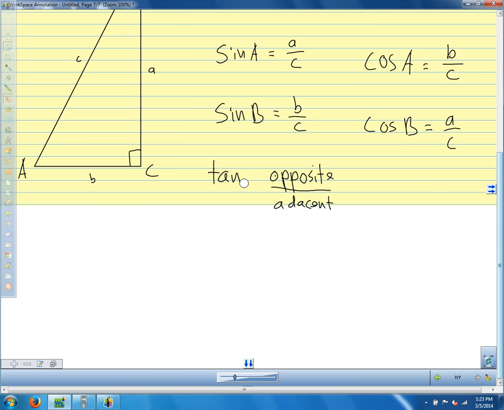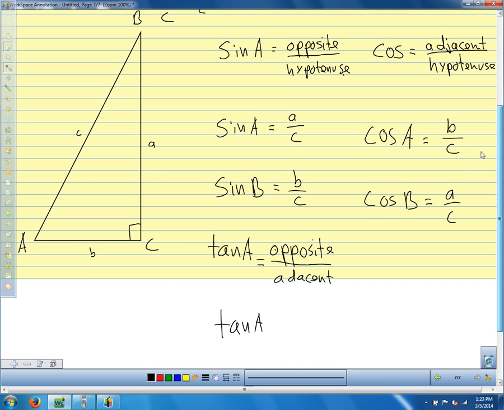And I should put an angle in there, tangent of A. Tangent of A is the opposite over the adjacent. So on our graphic organizer, pull this back up here. Which side is opposite angle A? C is always the hypotenuse, so that's going to be A. And the adjacent side? B. Adjacent means next to. Tangent of A is A over B.